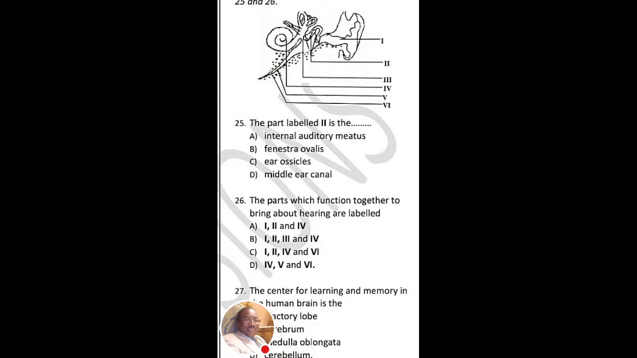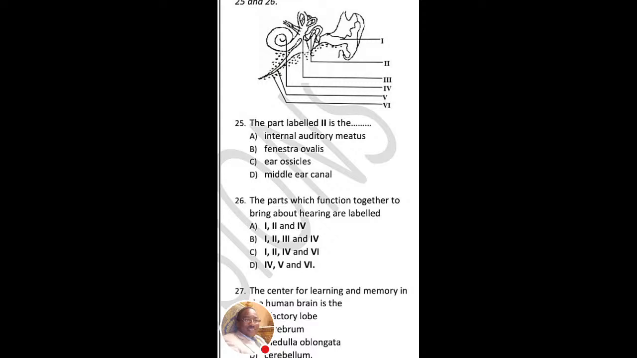1, 2, 3, 4 from the diagram. That is, 1 is the auditory canal, 2 is the ossicle, 3 is the oval window, and 4 is the cochlea. The correct answer is option B. That is it. Those are the parts that are connected with hearing.